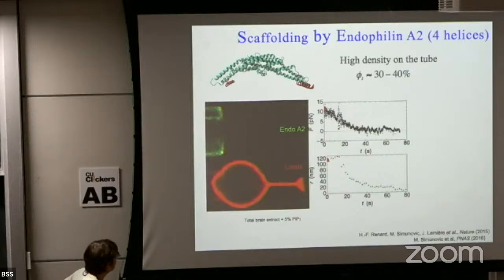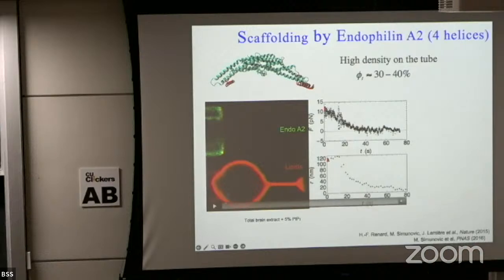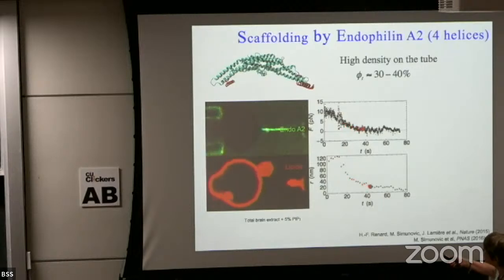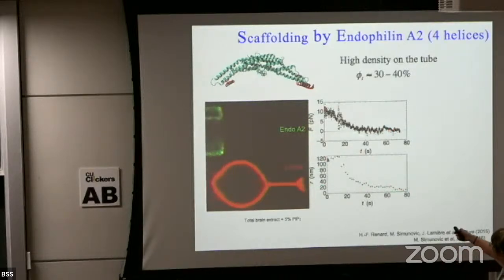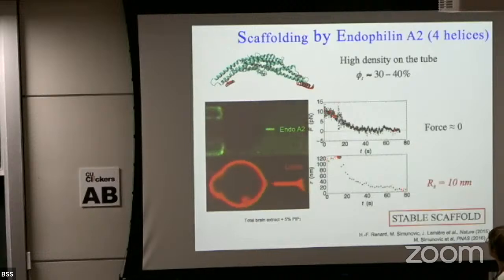So I will play this again, hopefully. You see that when the protein is binding, you have a high signal, and the tube is almost not detectable because the radius is very small. And you see that the force at the same time decreases, and it's not because the tube is broken, it's because the tube is stable. So the force at the end of the day is 0. It means that the proteins make a scaffold, which now requires no force to hold the tube.